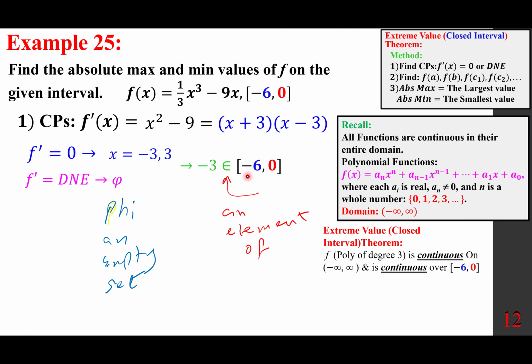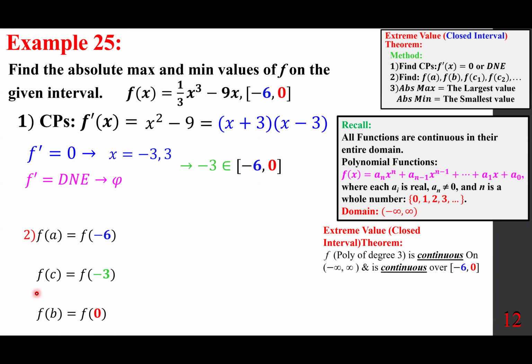In other words, negative 3 belongs here. Therefore, we are going to go back into the original function and evaluate the original function at these two endpoints as well as this critical point. So let me erase my work. So we're going to write the original function, everybody, f of x. And now we are going to plug in negative 6.